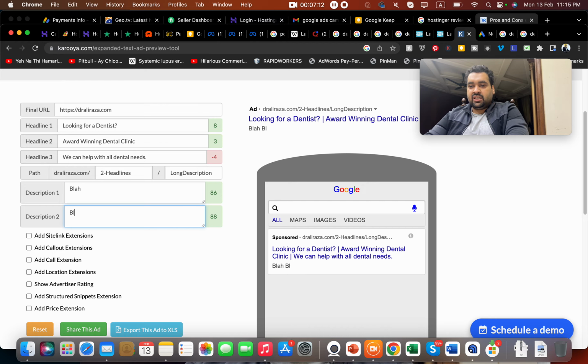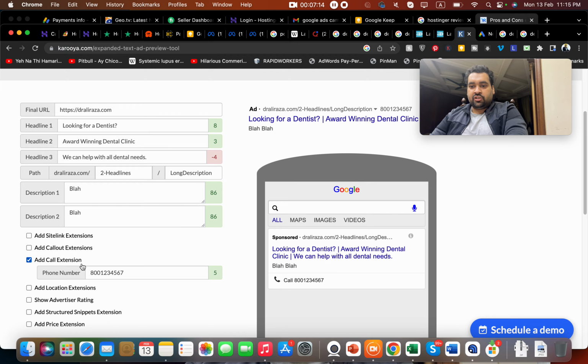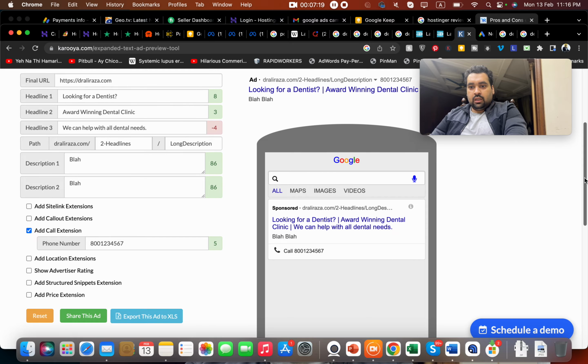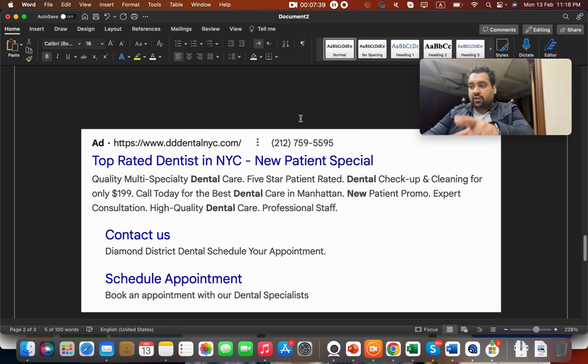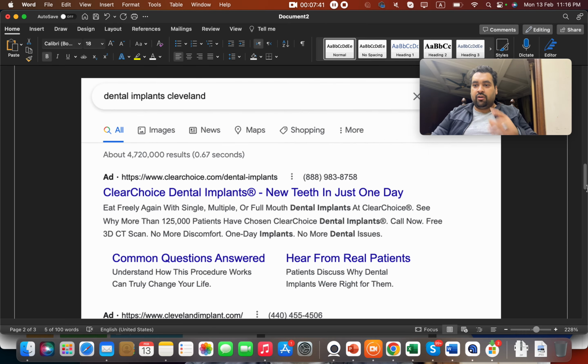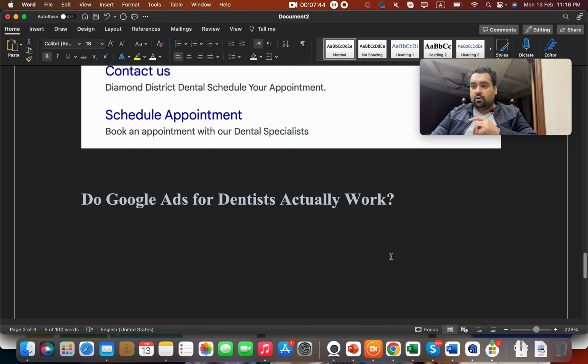The extensions I'm recommending are a call extension, like your phone number over here, so people can see you, and also a location extension. These two extensions are necessary if you are going to run ads as a Google dentist, because people may want to see your location. This cannot be done online. You may need a physical visit to a doctor, and you have to narrow down the areas you are servicing. You cannot run a campaign for a whole city.